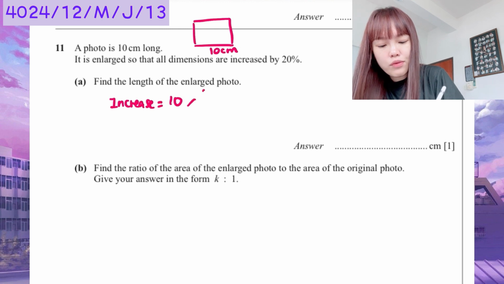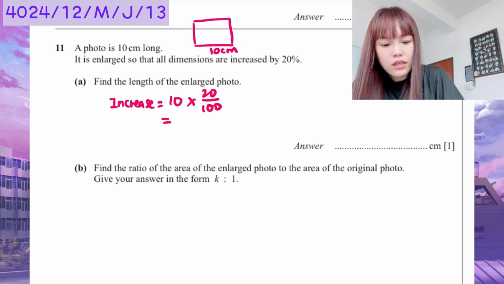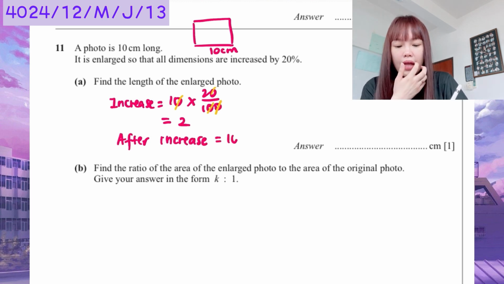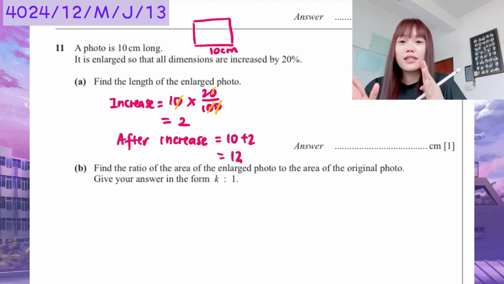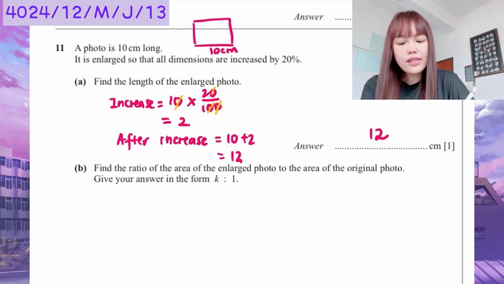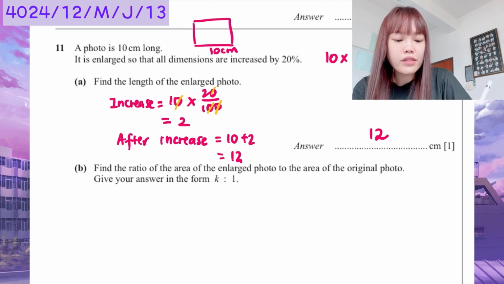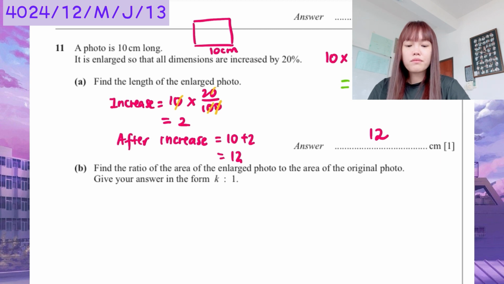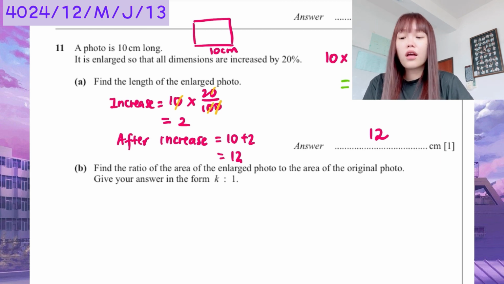So the increase is 10 times 20%, which gives you 2. After the increase will be 10 plus 2, so the photo becomes 12 cm. So the answer is 12. Another working to find this is you can straight away do 10 times 120%, because this 120% includes the original 100% plus the increased 20%. You will get 12 also. Any working is okay.